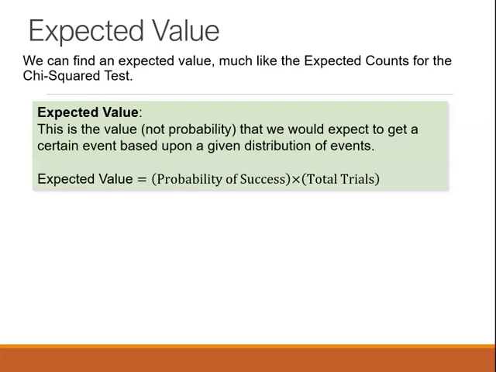So one of the things we'll be interested in when calculating probabilities, and often in the real world, is calculating expected value. To calculate an expected value, it's going to be the probability of success times the total number of trials. When we do the expected counts, that's essentially what's happening, right? If you think about the probability of success, that's basically the row total times column total, and then if we divide each of those by the overall total, that's the probability of each one of those happening.